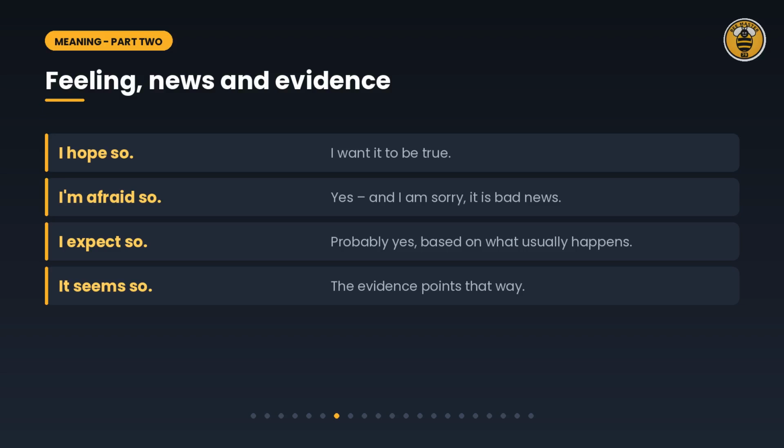The second group is about feeling and evidence. I hope so means I want it to be true. I am afraid so means yes, it is true, and I am sorry about it. That is your polite tool for bad news. I expect so means probably yes based on what usually happens. And it seems so means the evidence points that way. Notice that I am afraid here has nothing to do with fear. Nobody is frightened. It is simply a soft apology attached to the answer.